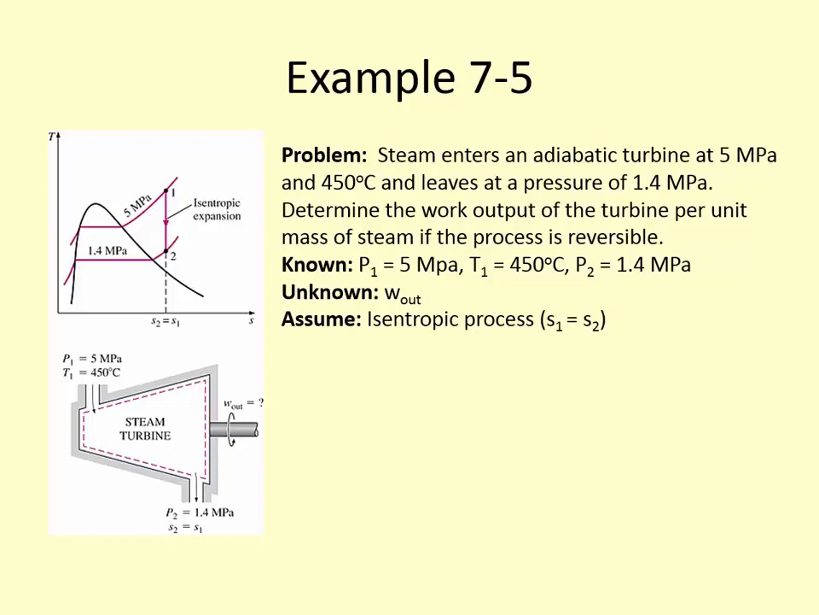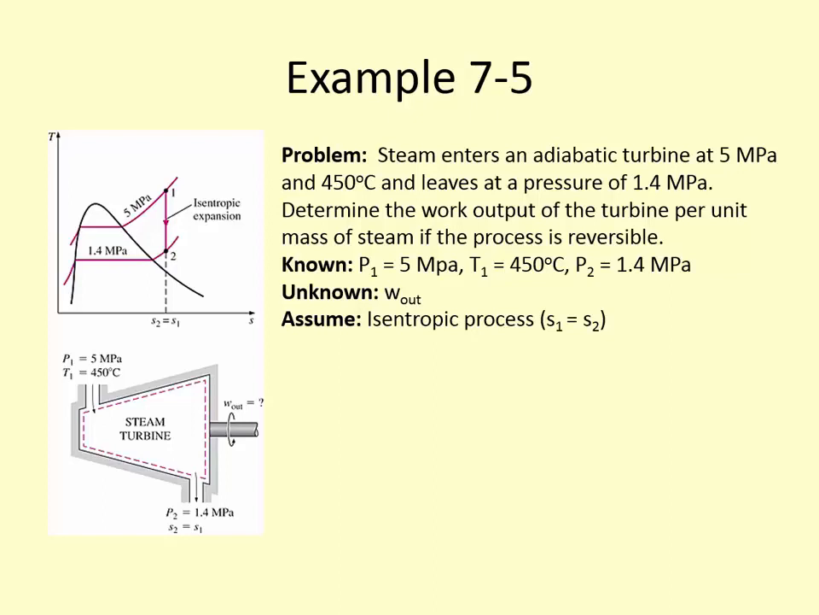Okay, so we can look at P1 and T1. So let's go to our book. If you have your book, get it out. It's good practice to use the property tables. We need more practice. At 5 megapascals and 450 degrees Celsius, what is our state?